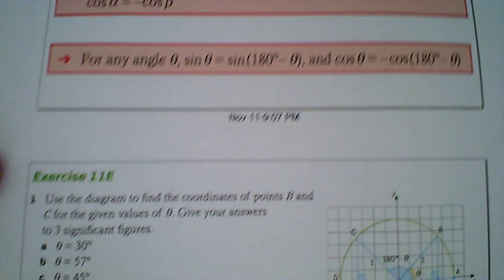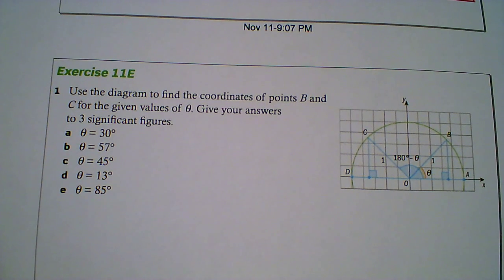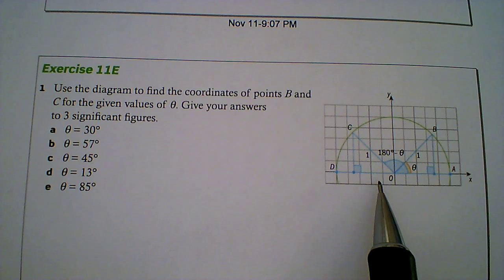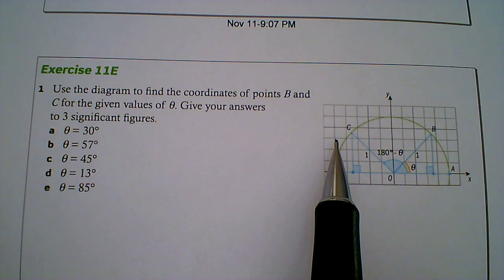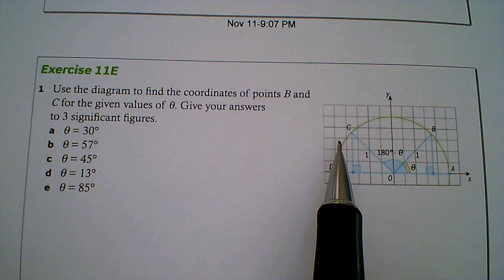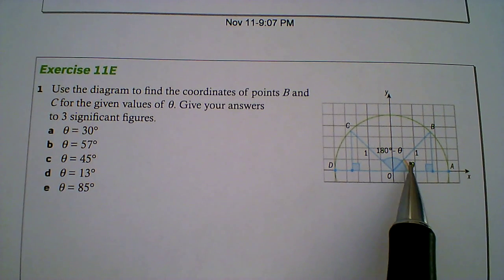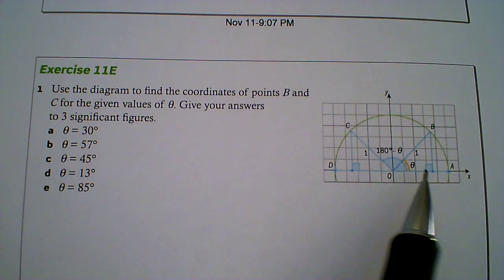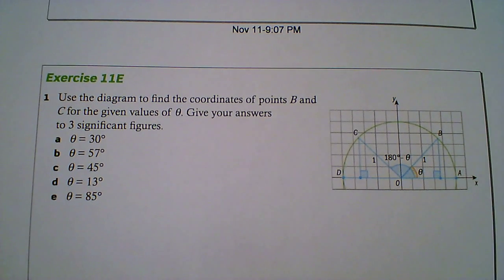So let's take a look and do some of the examples in exercise 11E. So it says use the diagram to find the coordinates of point B and point C. For the given values of theta, give your answers to 3 significant digits. So the first example says theta is 30, and we've done that. Since it's asking us to do it in 3 significant digits, we're going to be using our calculator for that.